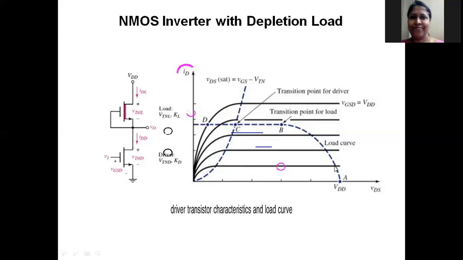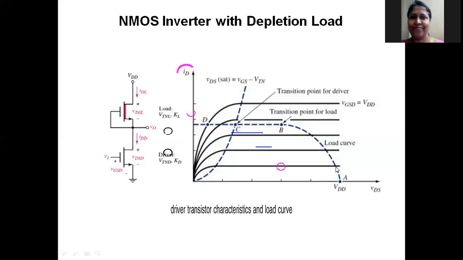If you consider the first point here, the point of intersection, at this point VDS for the enhancement device is maximum, nearer to VDD. What is V0? V0 is the same as VDS. So V0 is high.